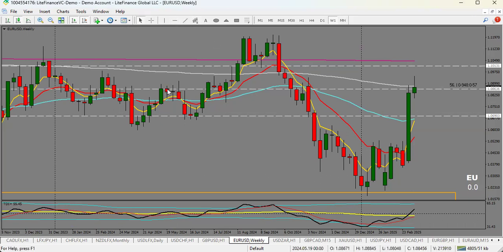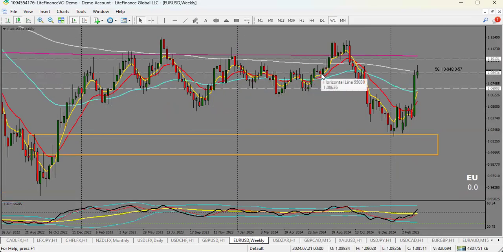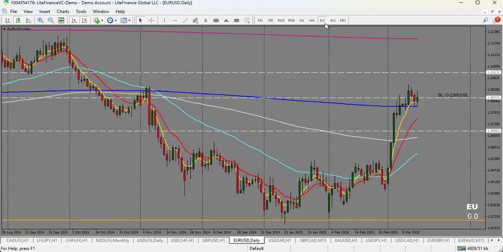Let's see if this area here, it's not a major area of resistance, but we have a little resistance here, and the 200 EMA is there, but the bullish market structure still holds from here.